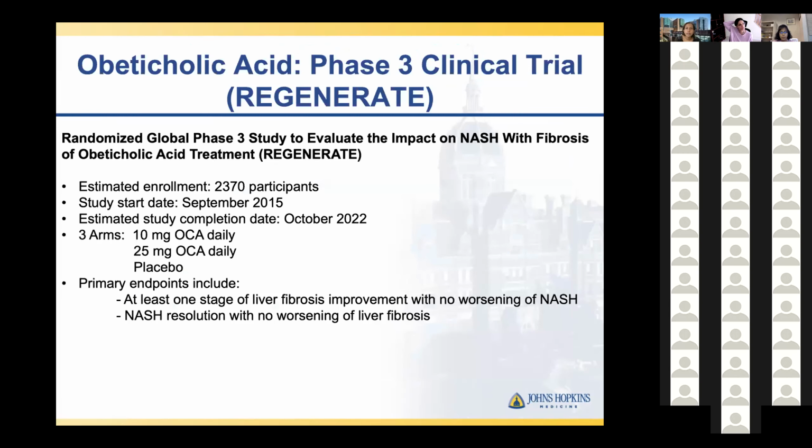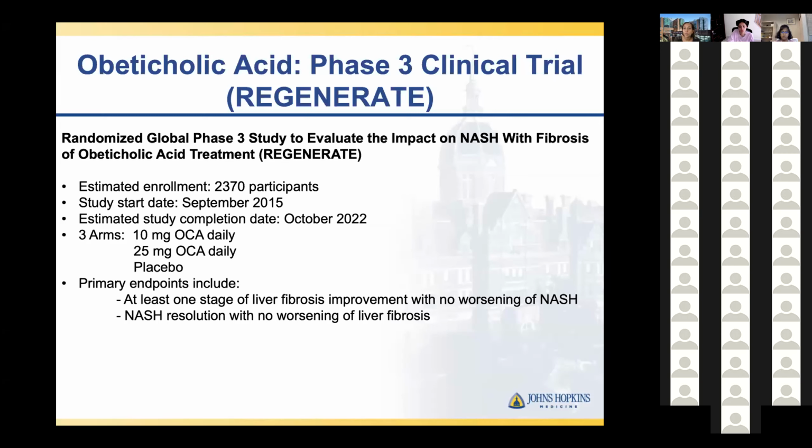Obeticholic acid is a farnesoid X receptor agonist. Some of you may have heard of it because it's used in the treatment of PBC for patients who failed primary therapy. But it basically has anti-inflammatory, anti-fibrotic properties. The phase 2 studies looked very promising, which led to this large phase 3 study that's currently ongoing. The interim analysis for obeticholic acid did show that they achieved the primary endpoint of reduction in fibrosis stage with no worsening of NASH. And so this is currently being reviewed by the FDA for approval.